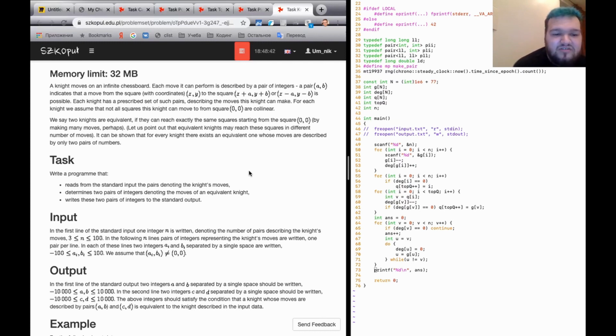And basically we are given some set of vectors, and we want to construct in some sense an integer basis of all the set of squares that are reachable from 0, 0.